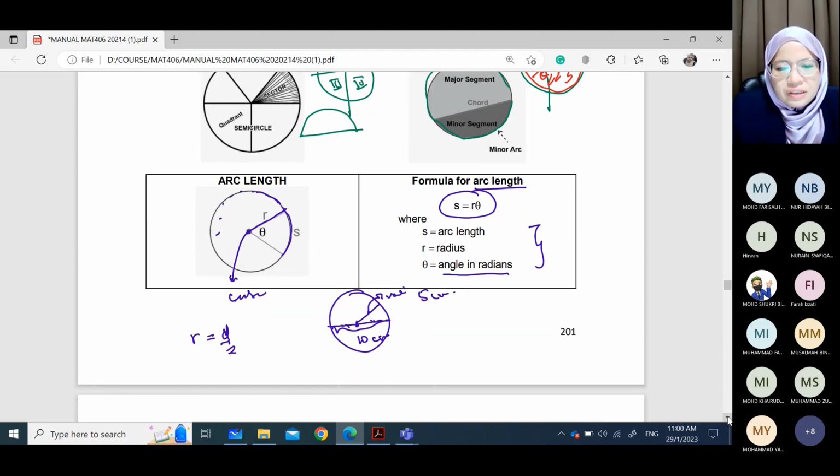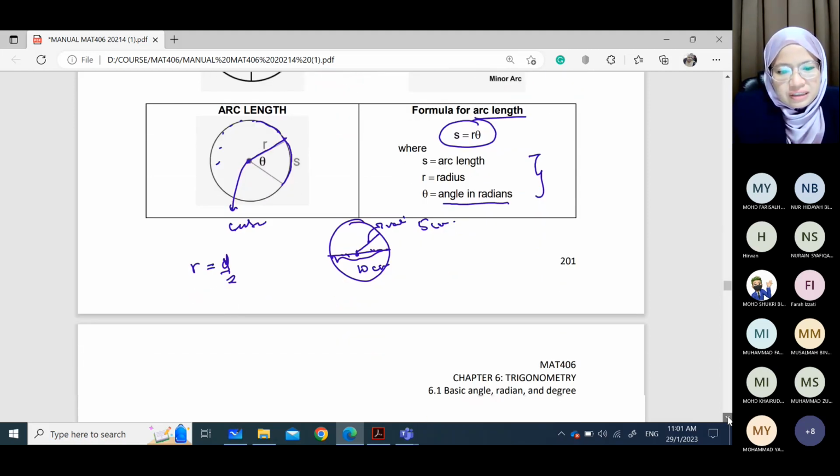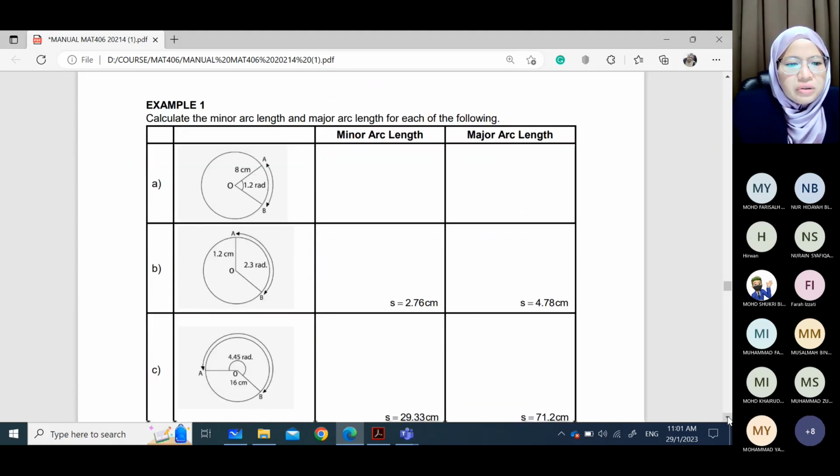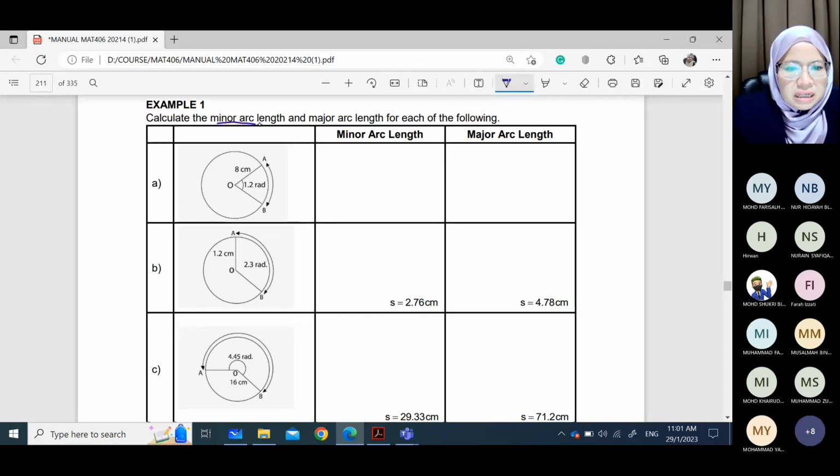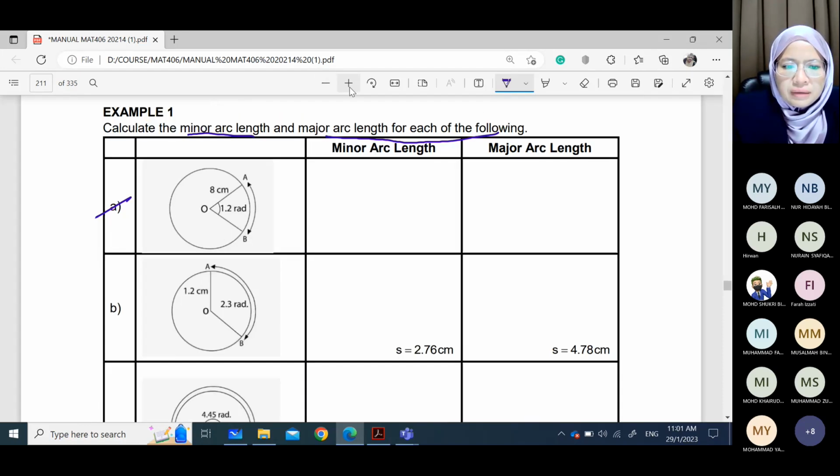Okay? Alright, so ada soalan tak untuk arc length? Tak ada. Right. Kita tengok yang seterusnya. Okay, so look at this example. Calculate the minor arc length and the major arc length for each of the following. Okay, so kita buat yang A. So macam mana kita nak calculate for arc length? So as you know, untuk formula bagi arc length adalah S equivalent with R theta. Okay, so theta ini mesti dalam bentuk radian ataupun dalam unit radian.